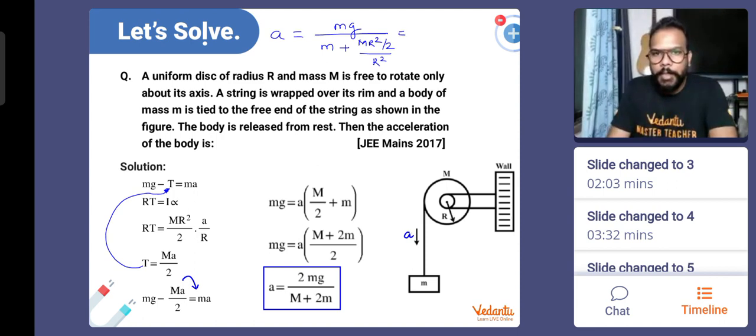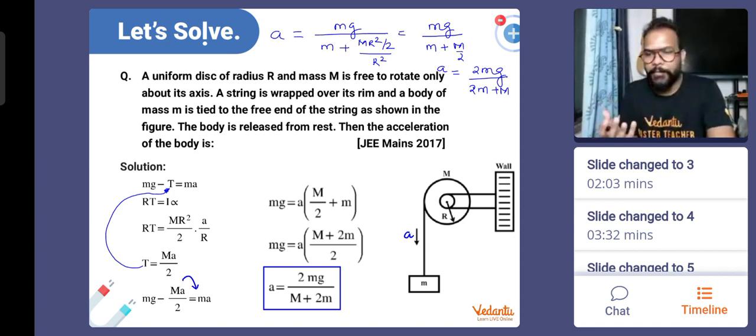Otherwise it will be dimensionally wrong, okay? So what am I getting? I'm getting mg divided by m plus M by 2. The answer comes out to be 2mg divided by 2 small m plus capital M. Is that the answer also? Yes, so that works here also. But the only thing is you need to identify the driving force properly and the opposing force properly. Okay, so we got it from that as well.